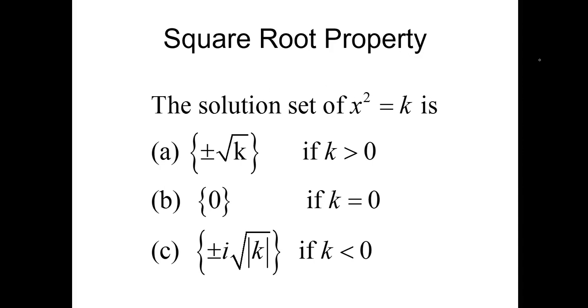If that number is bigger than 0, so positive, then your solution is going to be plus or minus the square root of that number. If that number is 0, your solution is going to be 0. And if that number's negative, you're going to end up with imaginary solutions. So that's where it can get really fun too.